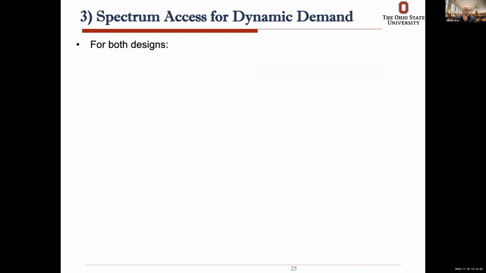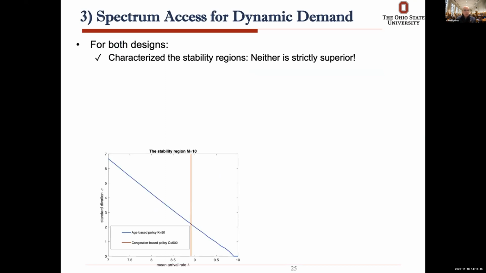We were able to prove that for both of these designs, we can characterize the stability regions, depicted here with the x-axis being the mean rate lambda and the y-axis the standard deviation of the arrival process. The age-based one is the triangular region, meaning any arrival process inside the triangular region is stabilizable. The congestion-based one has a more rectangular shape. There's no upper limit to it, really. It doesn't care about the variance, it just cares about the mean. Neither of the two is strictly better than the other, as you can see.